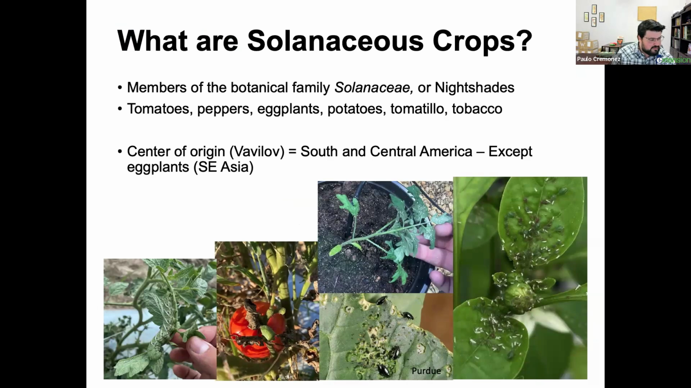They have the same characteristics, and most of them originated from South and Central America. So they are New World species, domesticated species from the New World, except eggplants, which originated from Southeastern Asia. And with that high diversity of plants, there is a high diversity of insects and mites that also cause significant economic damage to these crops that we use so much.